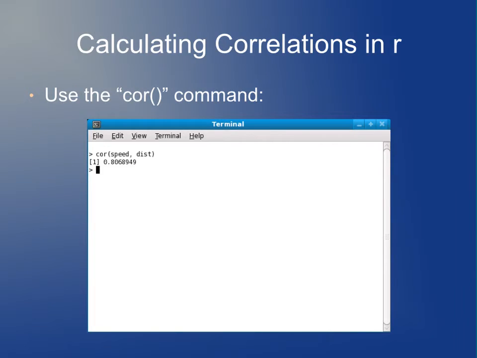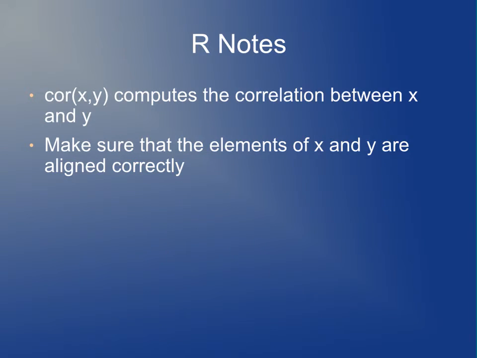At any rate, getting to the R commands now, to calculate correlations in R, the command is called cor, C-O-R. If we find the correlation between speed and distance in the cars data, it's about 0.8, consistent with what we saw in the scatter plot. There's a very strong, approximately linear association between speed and stopping distance. And in general, cor of x comma y will compute the correlation between x and y.